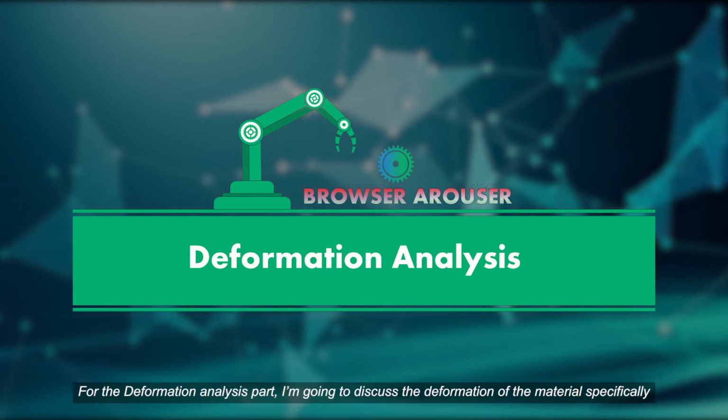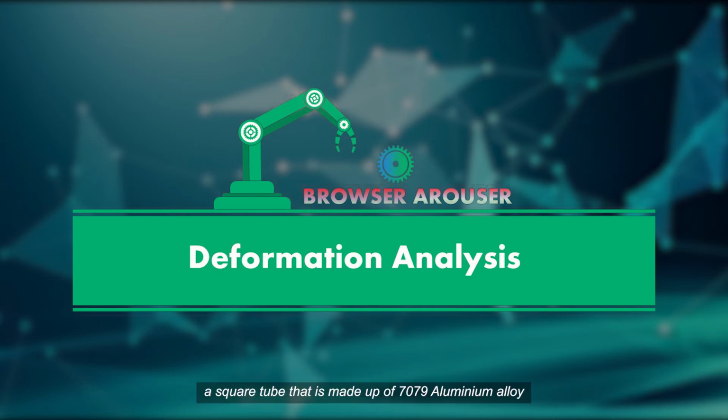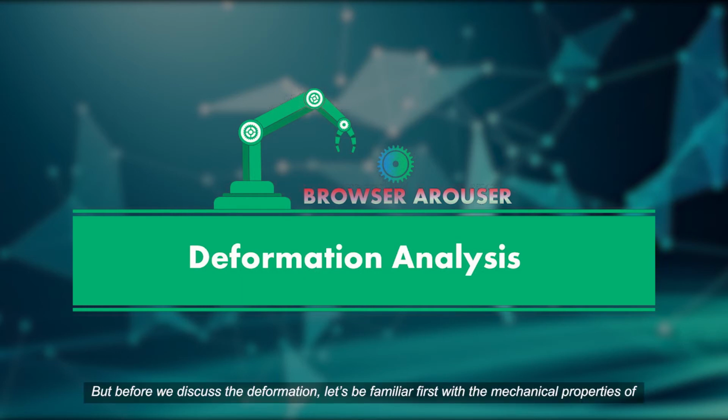For the deformation analysis part, I'm going to discuss the deformation of the material, specifically a square tube that is made up of 7079 aluminum alloy when being subjected to a force of 35 kN at the middle. But before we discuss the deformation, let's be familiar first with the mechanical properties of our material, the 7079 aluminum alloy, for us to have an idea of what to expect in the simulation.